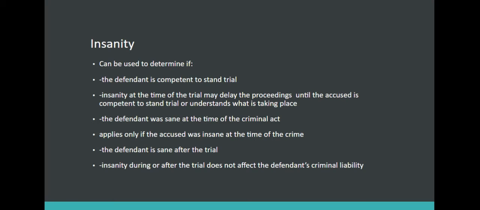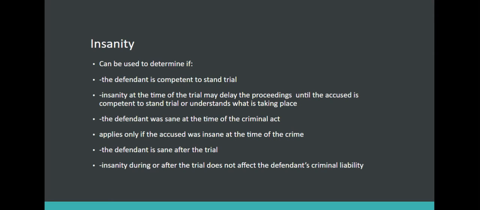Is the defendant sane after the trial? Okay. We're going to look at that. Insanity during or after trial does not affect the defendant's criminal liability. Yes, you still commit the crime. And that's what we're talking about with all of these defenses. You committed the act, but you're not criminally responsible. So that's what we're saying: yes, you did commit the act.